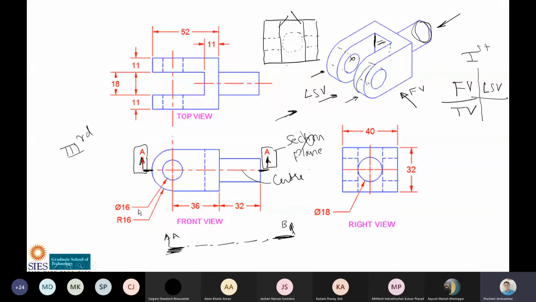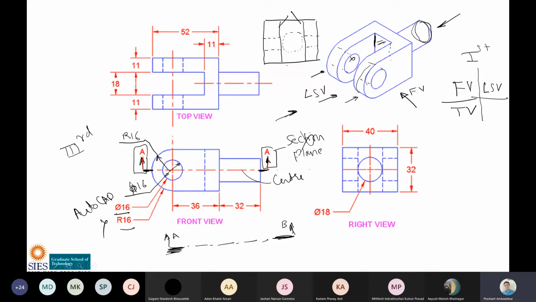Again, note one more thing here, how the dimension is written for radius. For radius, so this 516, if you are doing it in AutoCAD you will get it like this. But when you are doing it manually, you will not dimension it like this. How will you dimension? See, this is to be dimensioned like this. What is this? This is Φ16. And this is R16.